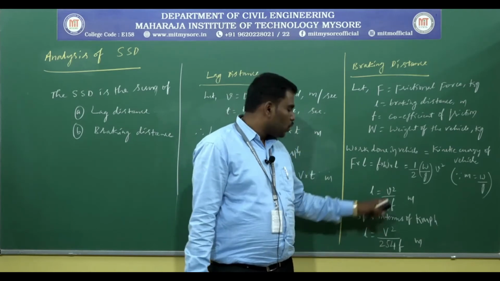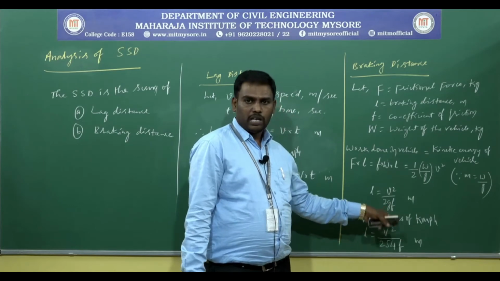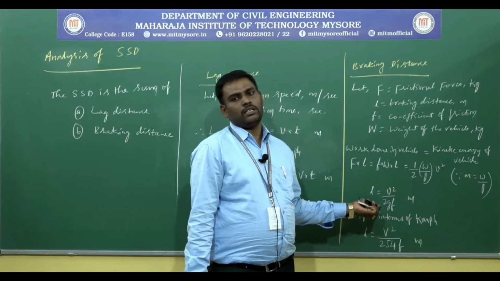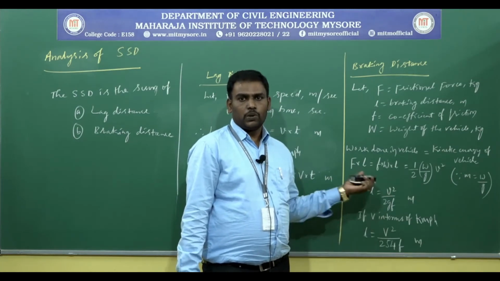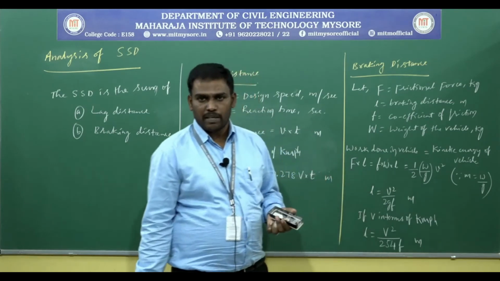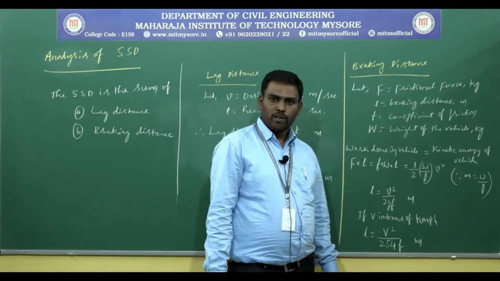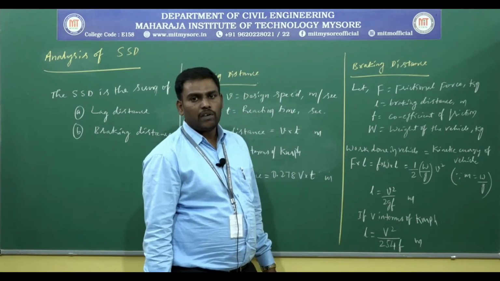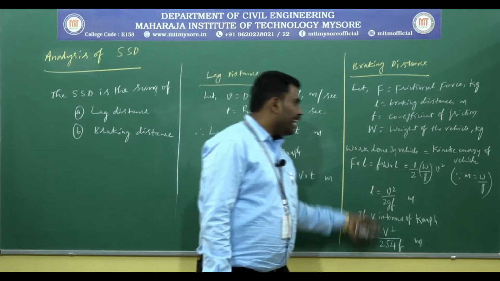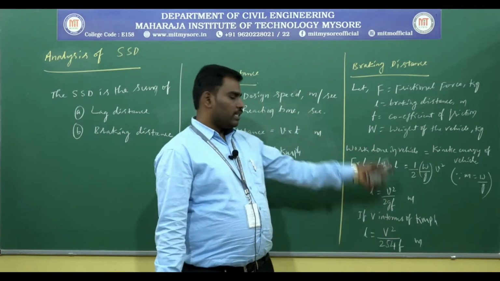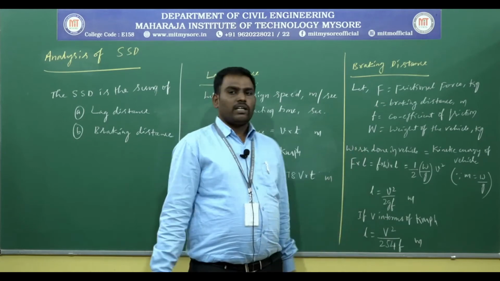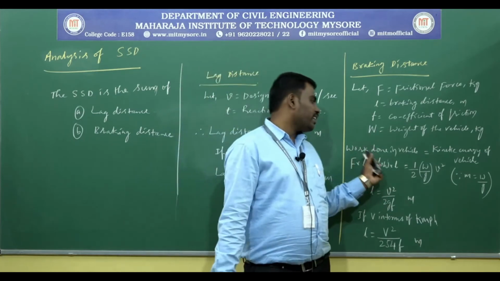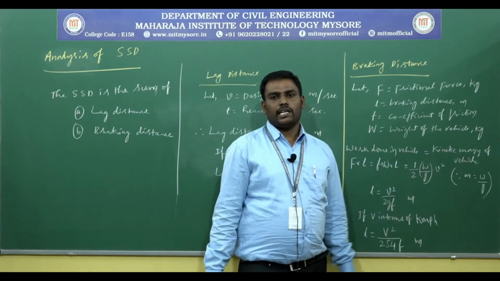It's very simple. 2g: 2 and g value you know is 9.81. 2 multiplied by 9.81 multiplied by 3.6 will give us 254. This is the braking distance when V is in terms of kilometer per hour, and this is for a level surface, because we assume a level surface. The braking distance can be determined by equating the work done on the vehicle and the kinetic energy of the vehicle.